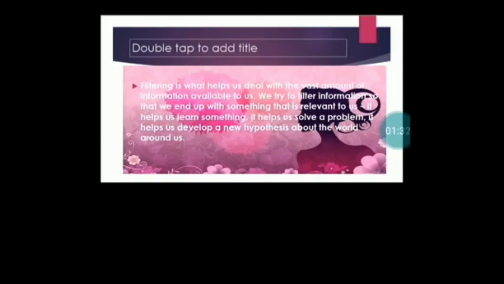Filtering is what helps us deal with the vast amount of information available to us. We try to filter information so that we end up with something that is relevant to us. It helps us learn something. It helps us solve a problem. It helps us develop a new hypothesis about the world around us. So, filtering is important, especially in our everyday life.